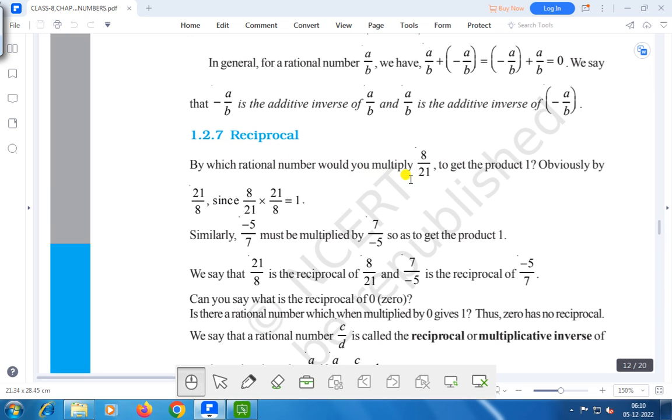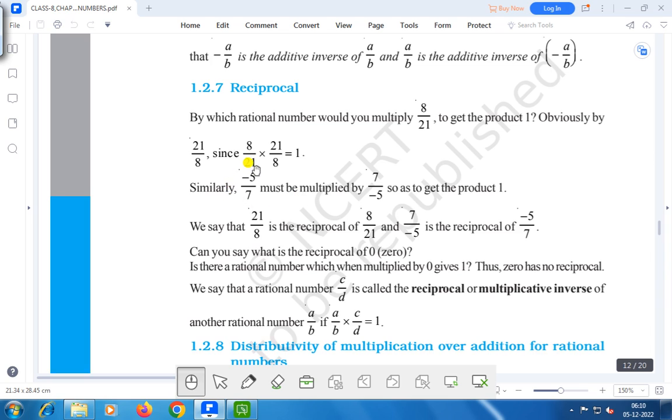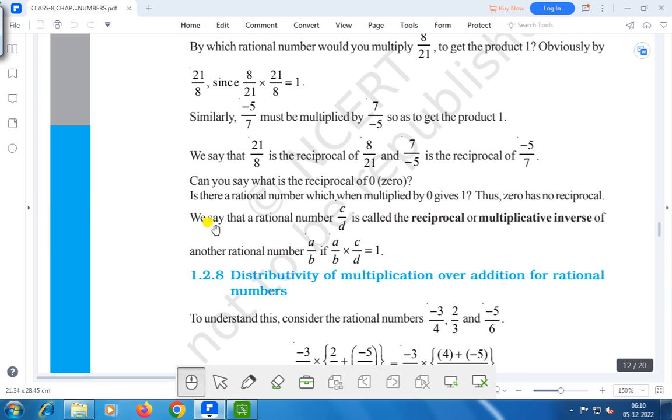Reciprocal. By which rational number would you multiply 8 by 21 to get product 1? Obviously by 21 by 8. Similarly, minus 5 by 7 must be multiplied by 7 by minus 5 so as to get the product 1. We say that 21 by 8 is the reciprocal of 8 by 21 and 7 by minus 5 is the reciprocal of minus 5 by 7.